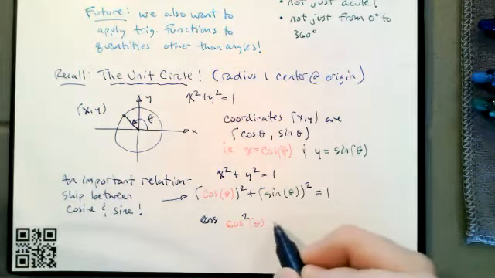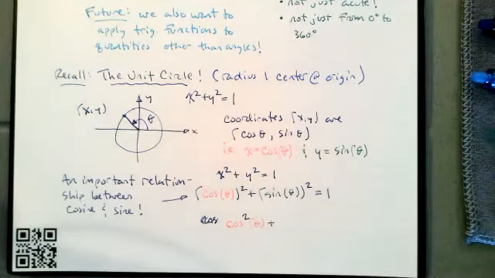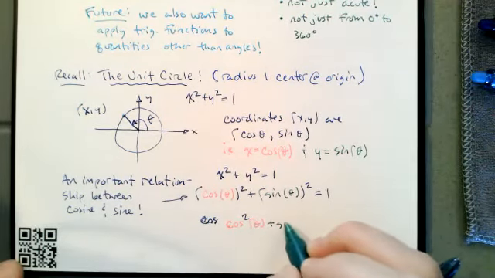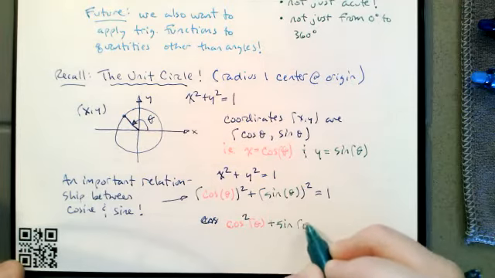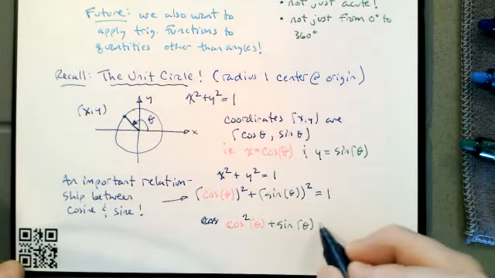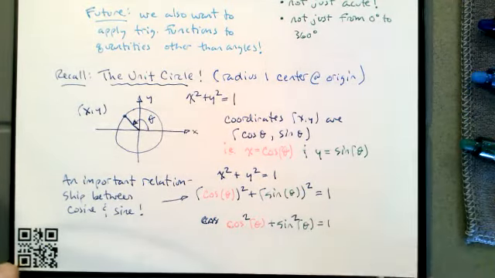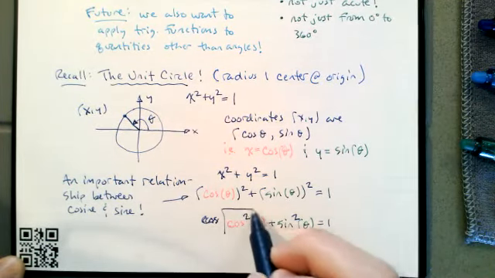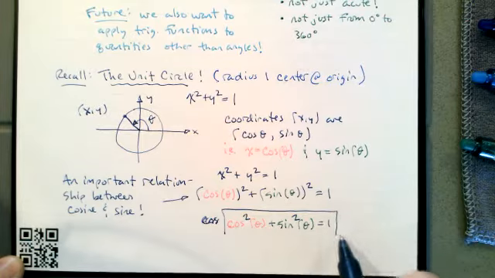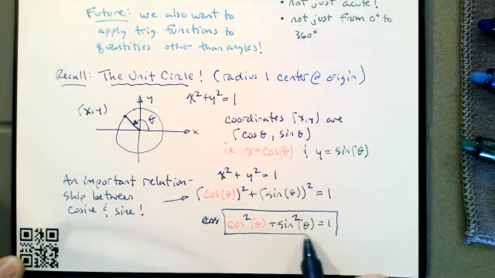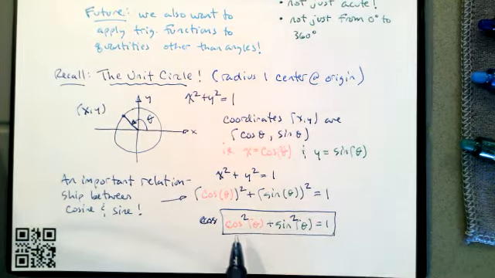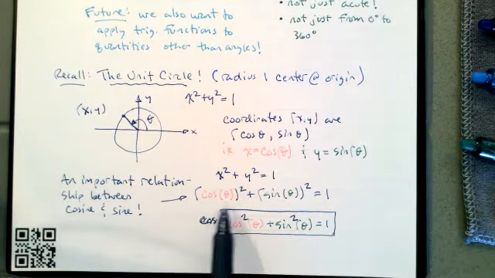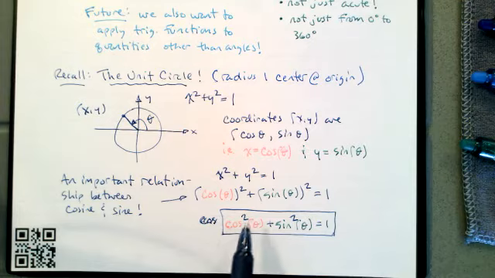So we'll often write this as cosine squared plus sine squared is equal to 1. But it's important that we all recognize that when I write cosine squared theta, I mean the square of the cosine of theta. That's why it makes sense to put the square up in here.